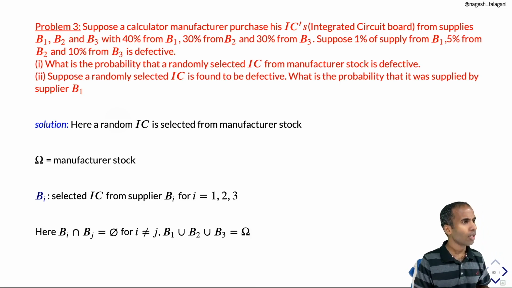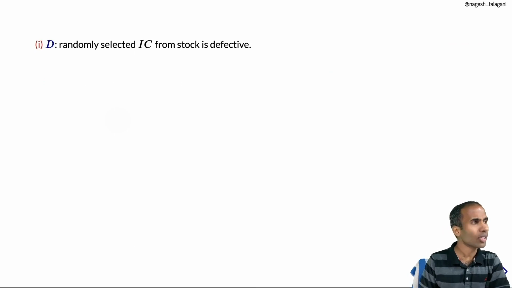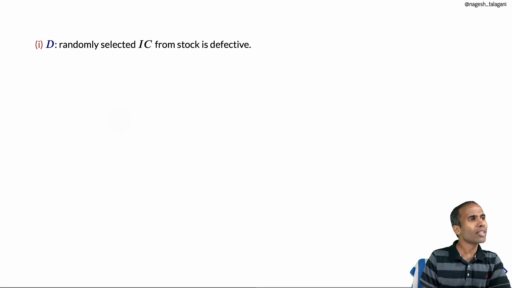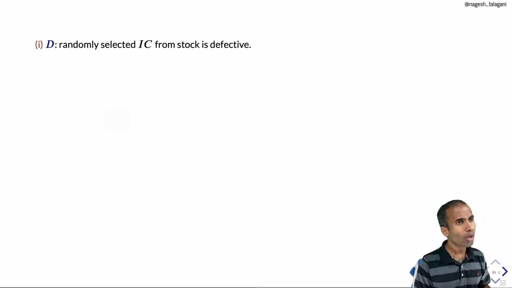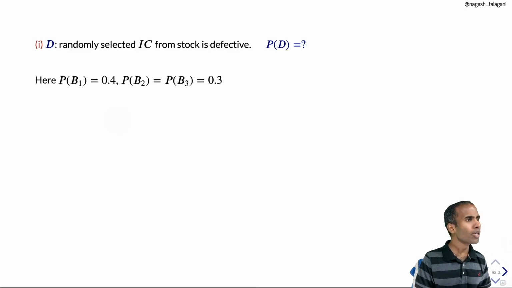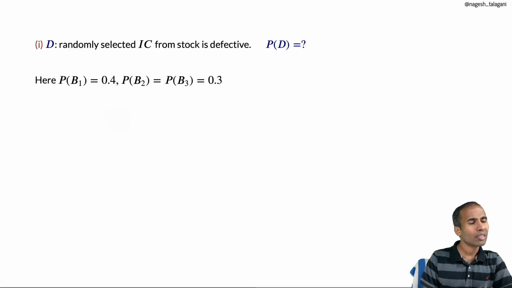Fine. Now let's try to answer question 1 here. Let D denote the event that a randomly selected IC from stock is defective. So we are interested in the probability of D here, right? We know that 40% of supply is from B1, 30% from B2 and 30% from B3. So the probability of B1 equals 0.4, that is, the probability that a randomly selected IC comes from supplier B1 is 0.4. Similarly, the probability of B2 and the probability of B3 are both equal to 0.3.